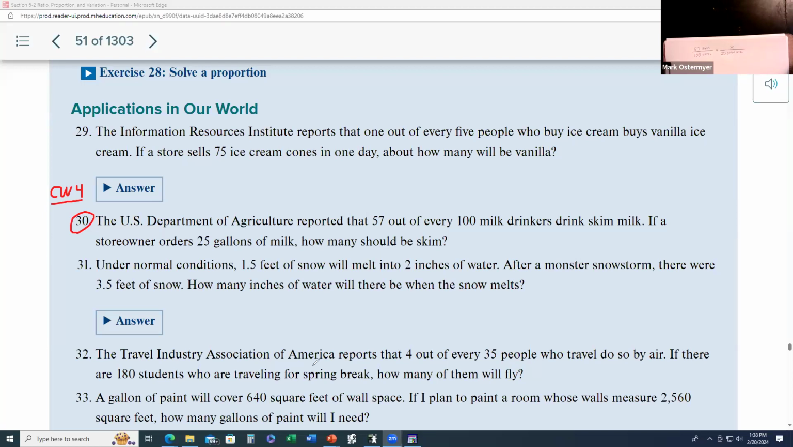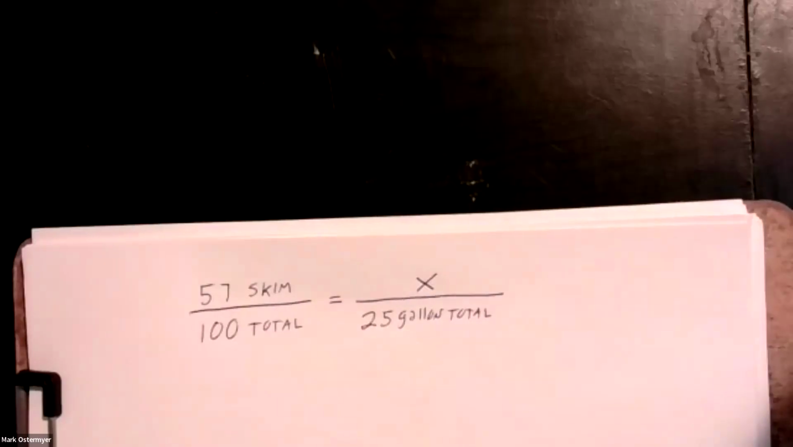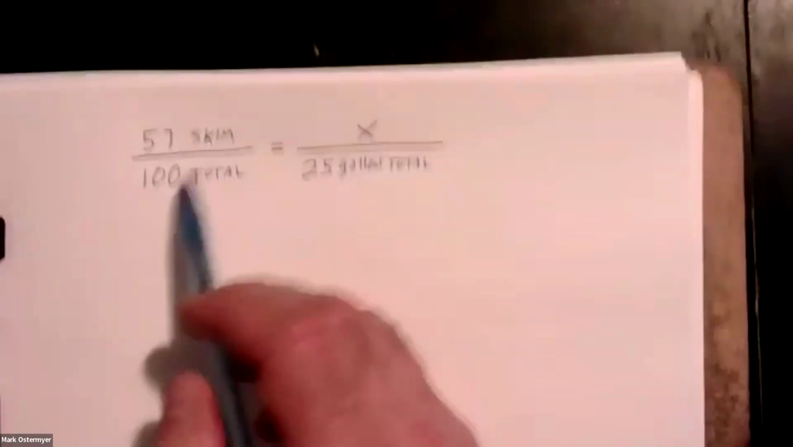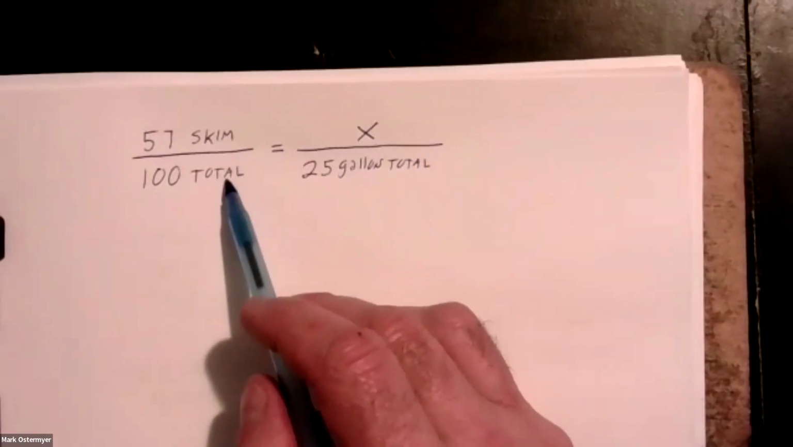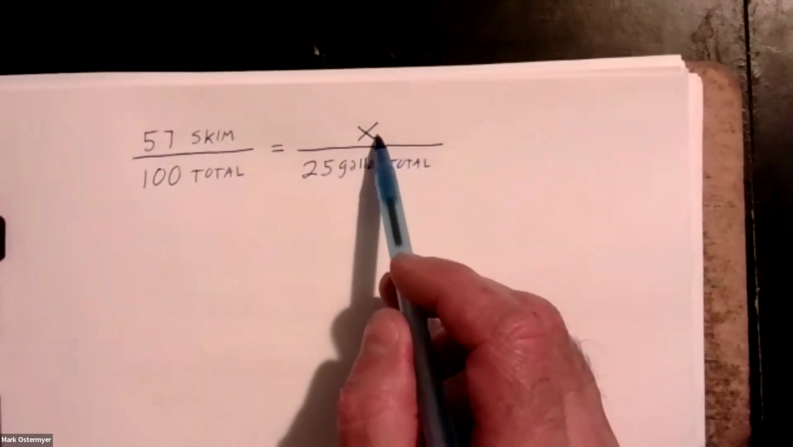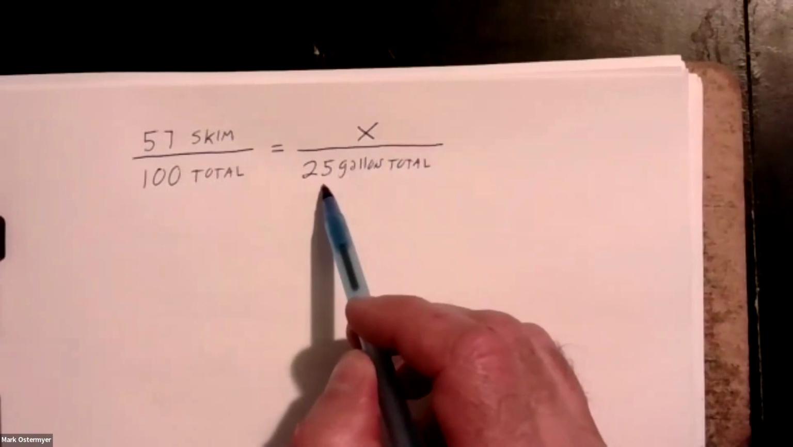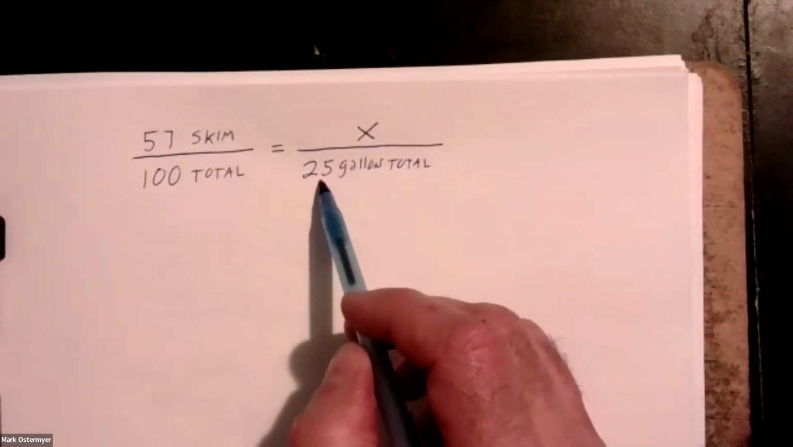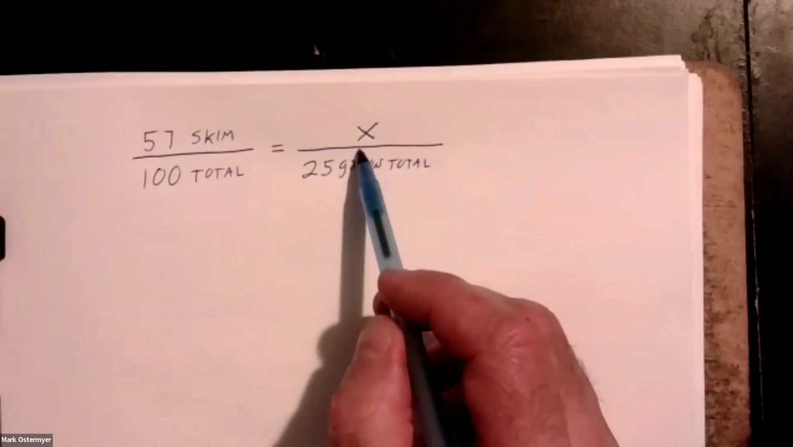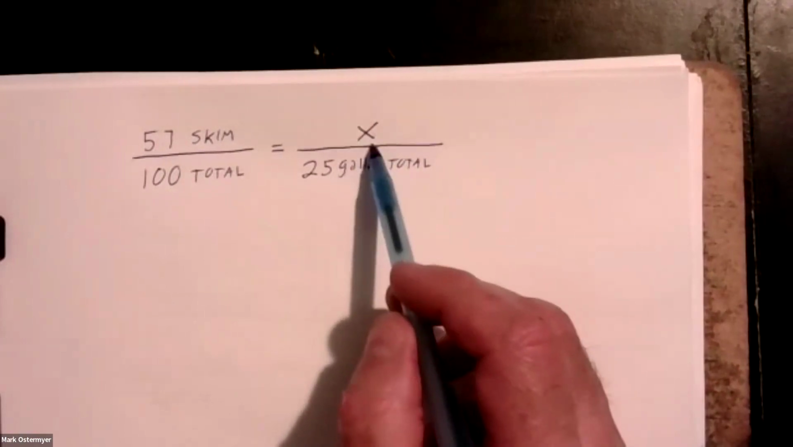All right, so we're going to set up a proportion to answer this question here. Out of 100 total milk drinkers, 57 prefer skim milk. They want to know, at that rate, if we order 25 gallons of milk, how much of it should be skim milk? We set up a proportion. Out of 100 people that drink milk, 57 prefer skim milk. That's going to be this ratio, as we don't know how many gallons should be set aside for skim milk if we buy 25 gallons total of milk. We need to find out how many gallons of this 25 gallons must be skim milk.